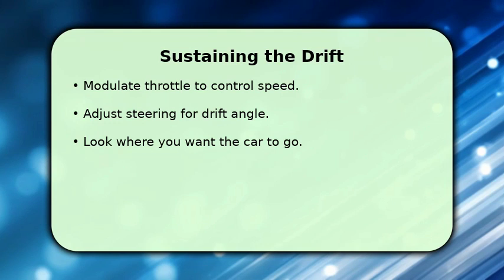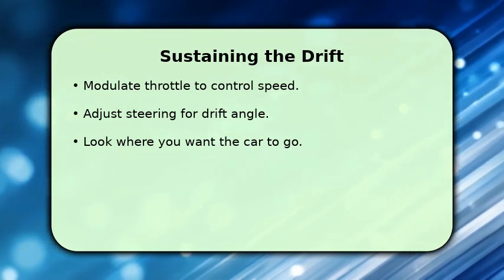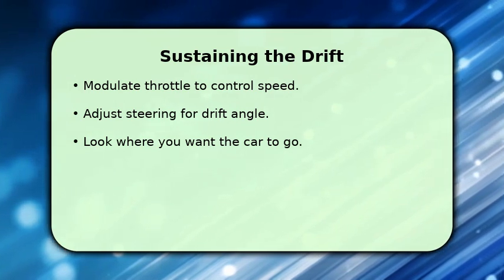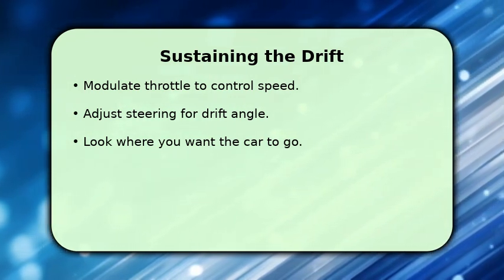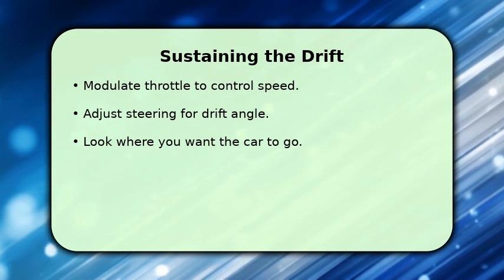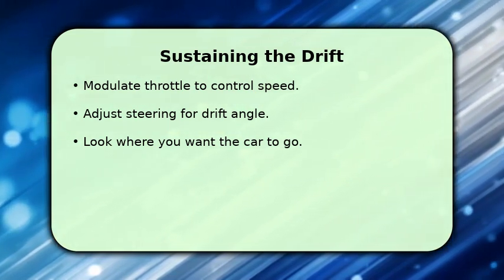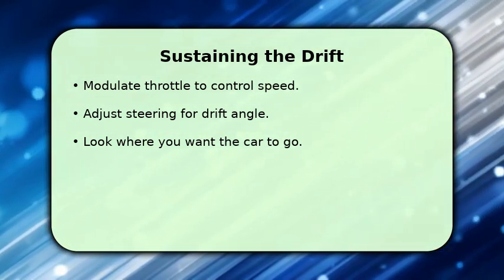Sustaining the drift requires a delicate balance. Use the throttle to control your speed and the amount of wheel spin. Small adjustments to the steering wheel will help you maintain the desired drift angle. Always look ahead to where you want the car to go, guiding your M5 smoothly through the turn.